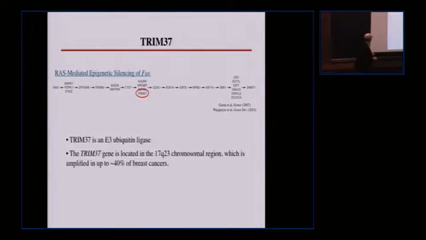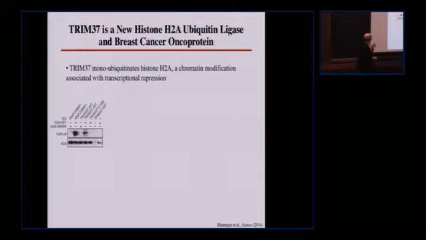One of the components in this pathway is TRIM37. TRIM37 is an E3 ubiquitin ligase, and we got very interested in it because it's located in the 17q23 chromosomal region, which is amplified in up to 40% of breast cancers. So we wanted to determine how TRIM37 functioned. It was bound to this epigenetically silenced FAS gene. A chromatin mark that's very typical of epigenetically silenced genes is monoubiquitination of H2A. And we found that TRIM37 is a new H2A ubiquitin ligase.